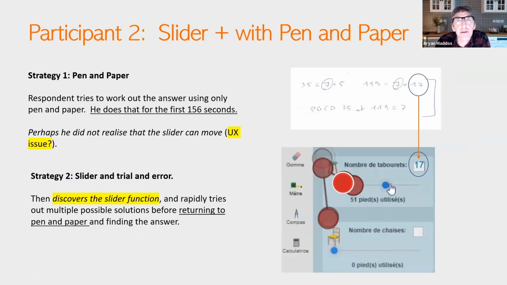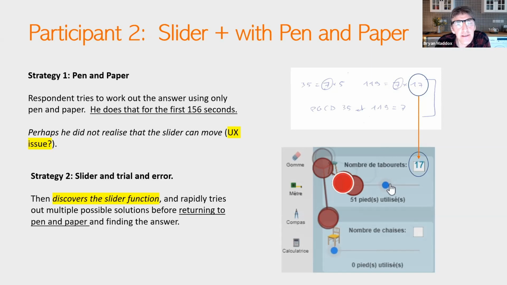Okay, participant 2 uses the slider and also pen and paper. Now his is interesting because actually he spends more than 2 minutes initially not engaging with the item at all, after he's looked at the content, that is, but using pen and paper. So it's really quite a long time to spend not actually interacting with the keyboard or the mouse at all. So from a log data point of view, there's nothing for more than 2 minutes. So what's going on? Well, he's using pen and paper.